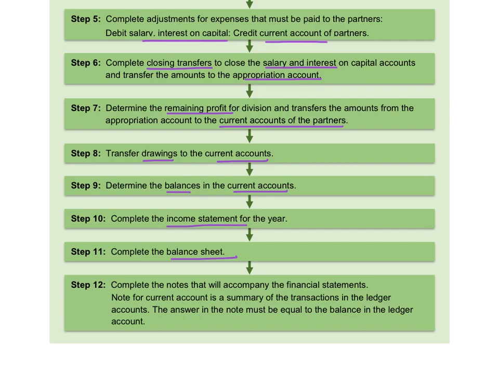What is very important is that the note for current accounts is a summary of all the transactions in the current accounts in the general ledger. Therefore, the answer in this note must be equal to the balance in the ledger account. If it's not equal, it means that you made a mistake somewhere.